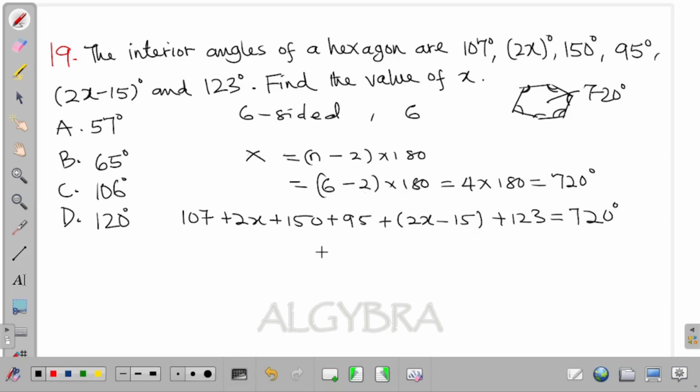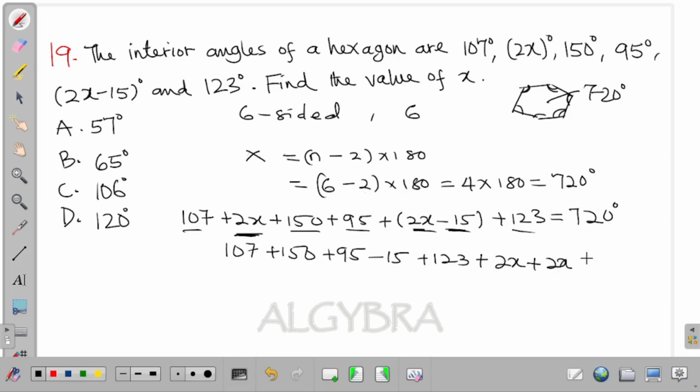Now the next thing we're going to do is to collect like terms. Let me collect the constant terms first. I have 107, which is this one. I have here also plus 150. I also have here plus 95. I can actually take the negative number here, so minus 15. Then plus 123. Then I have this one here, which is 2x, and I also have another 2x here, plus 2x. That will be equal to 720 degrees.